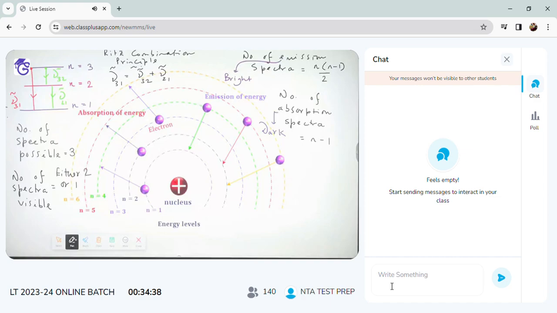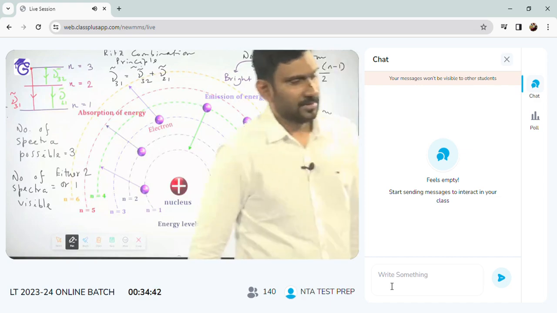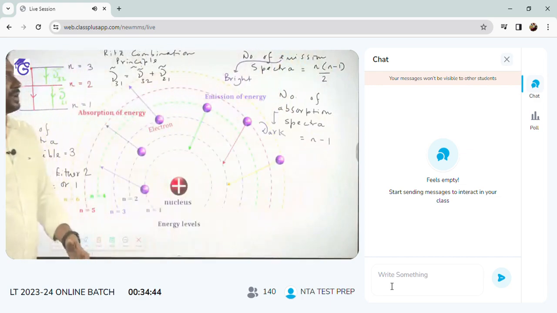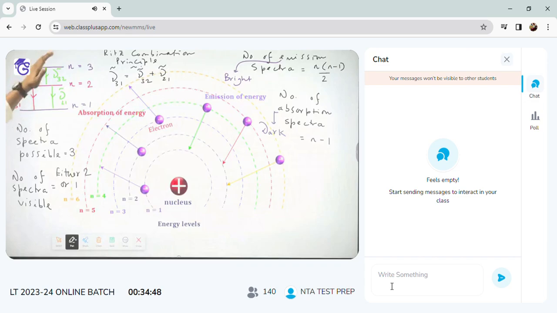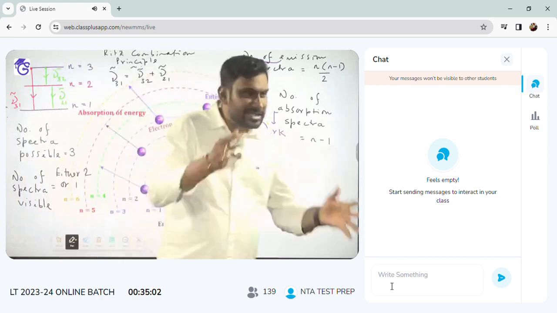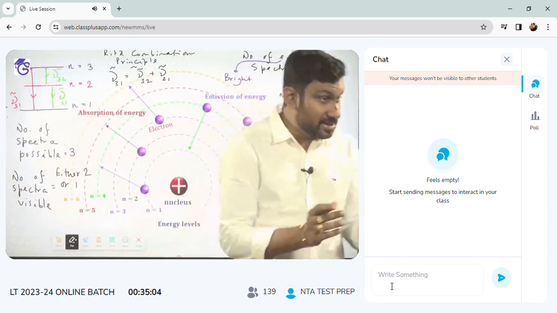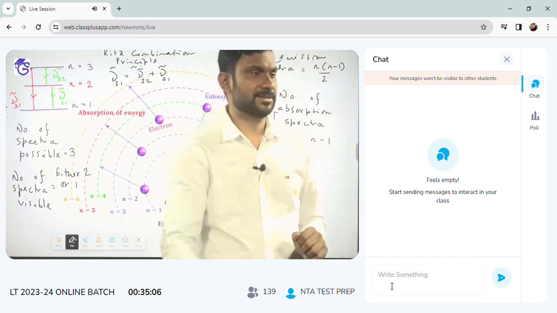Sirisa, both will not be visible because both cannot happen simultaneously. That's the point. Listen to me. I'm saying both cannot happen simultaneously. If the electron comes from 3 to 1 directly, then it is not coming in steps. Correct? And if the electron makes step transition, then it is not coming directly. So that means at one time you will see one line, or if they're coming in steps, you will see two lines. But you cannot see three lines at the same time. You will either see one line or you will see two lines.